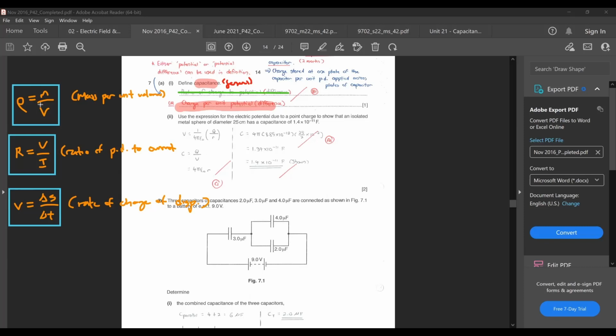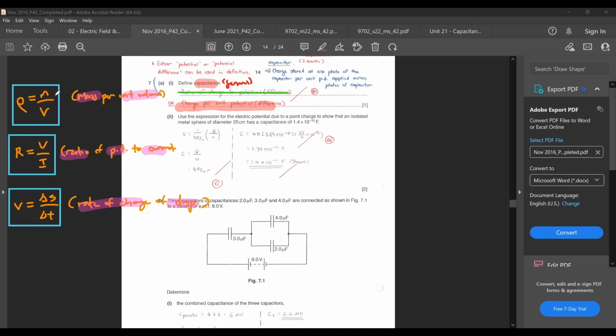Like say for example, density is mass per unit volume, which is actually something per unit something. And then for resistance, it is the ratio of PD to current, which is the ratio of something to something. And then for velocity, it is the rate of change of displacement, which is the rate of change of something. So those word definitions are specific to those quantities themselves.